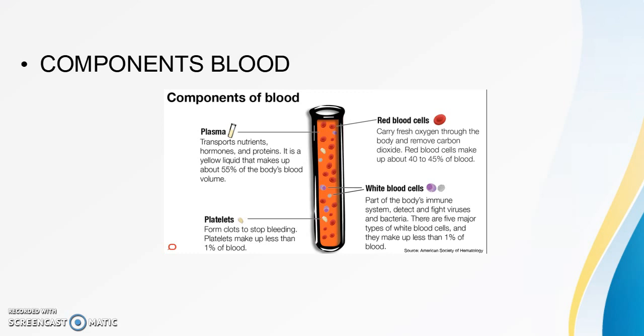And the white blood cells. White blood cells are part of the body's immune system, and they detect and fight viruses and bacteria. There are five major types of white blood cells, and they make up less than 1% of blood.